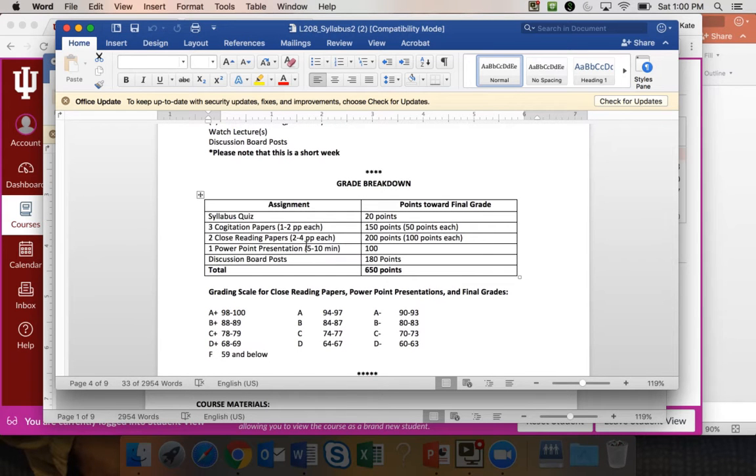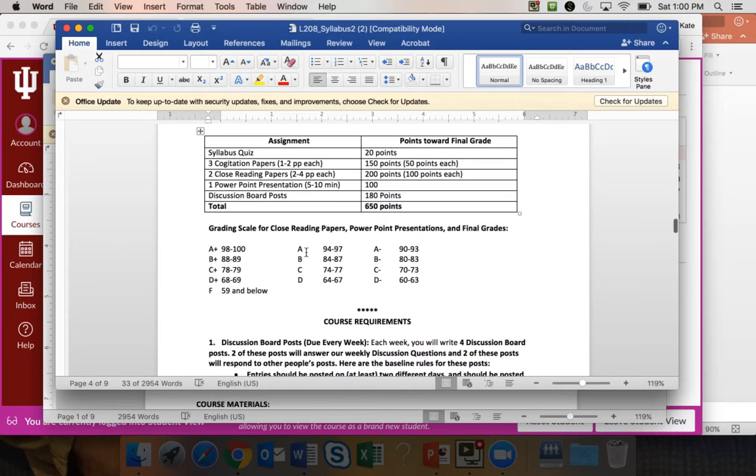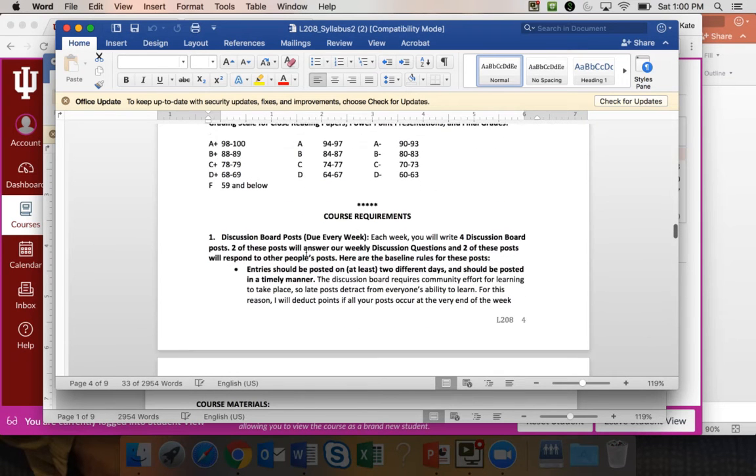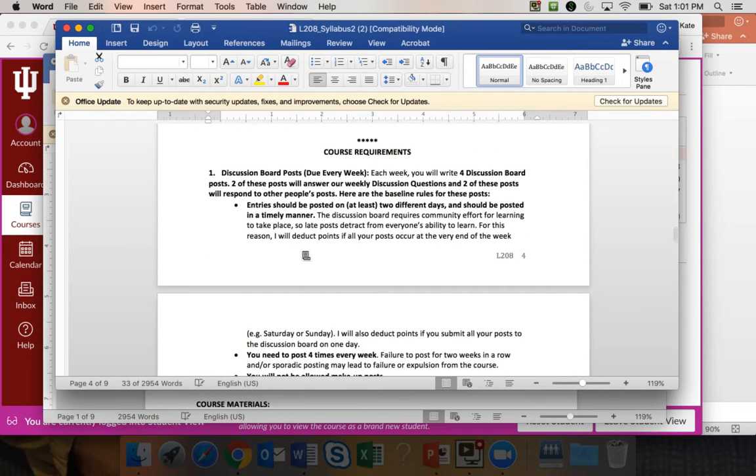Here's our grade breakdown. Your grade will be determined as follows: through a syllabus quiz, through 3 cogitation papers, I'll get to that in a moment, 2 close reading papers, 1 PowerPoint presentation, and your discussion board posts for a total of 650 points. And I've included a grading scale, which is available for your close reading papers, PowerPoint presentations, and your final grade. So let's go through what these assignments look like.